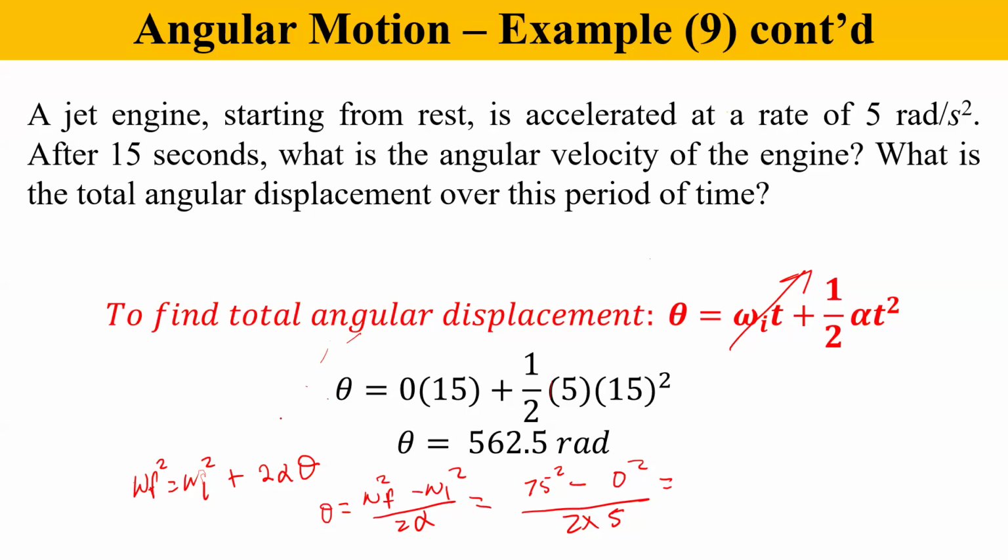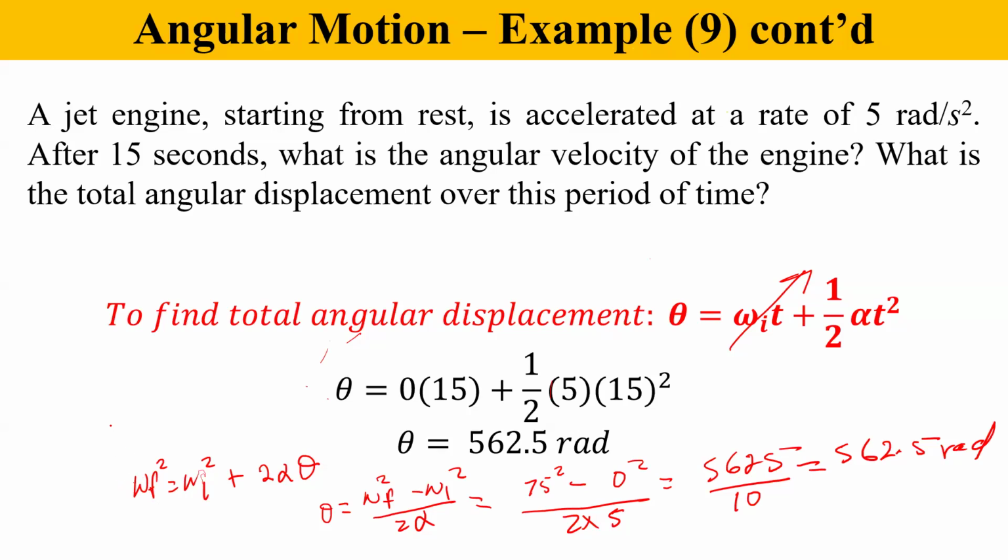So you get the same thing from that one, because 75 squared is equal to 5625, divided by 10. And so you will get 562.5 rads. So you could use that formula also. And this is similar, so it's easy to remember.